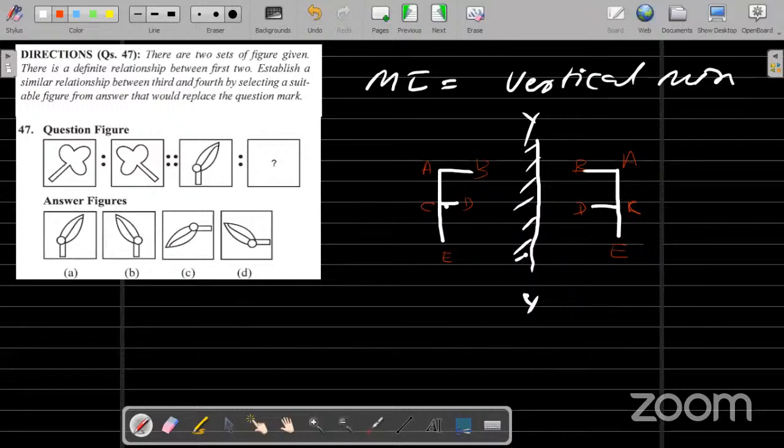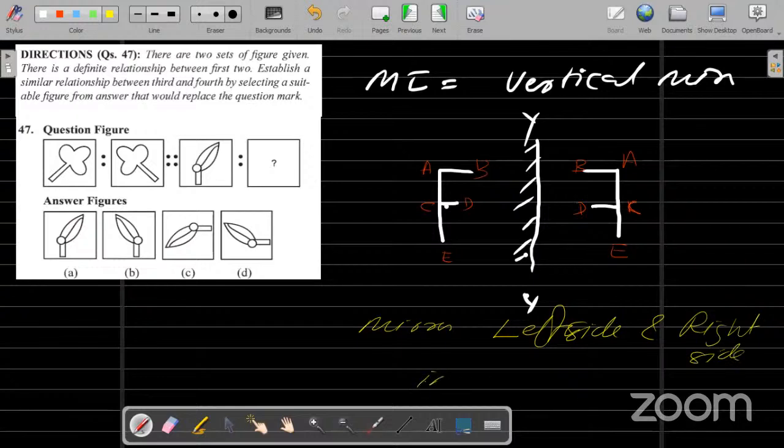Okay. So in taking mirror image, in short, what we can say is, the left side and right side of the diagram interchange. Left side of the original diagram becomes the right side of the mirror image and right side of the original diagram becomes left side of the mirror image. That is what is happening with mirror image.